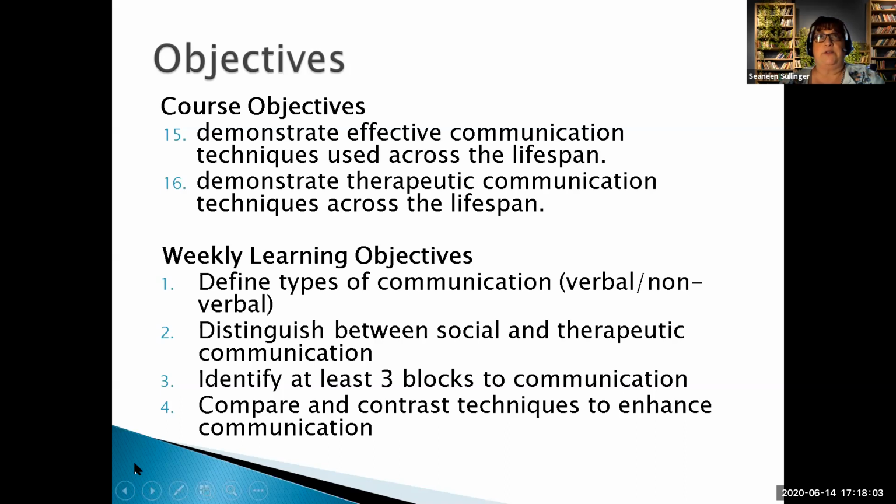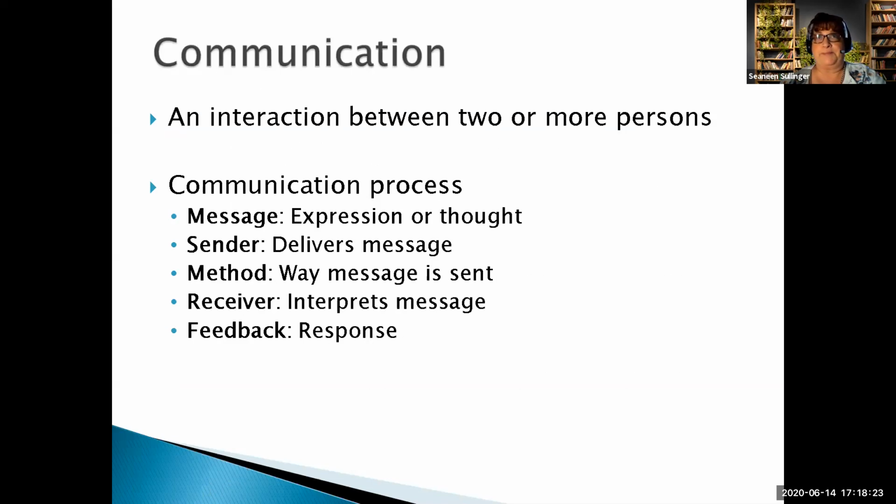And the reason we're talking about communication in a growth and development course is because we need to learn how to communicate with infants, with children, with adolescents, with adults, with the elderly, and amongst ourselves. So if we can figure out the best ways to communicate, to understand verbal, nonverbal communication, and work on ways to enhance our communication, that will help us all in the long run.